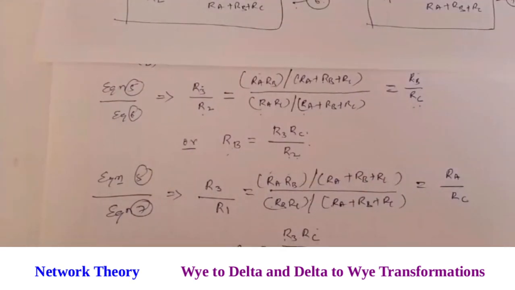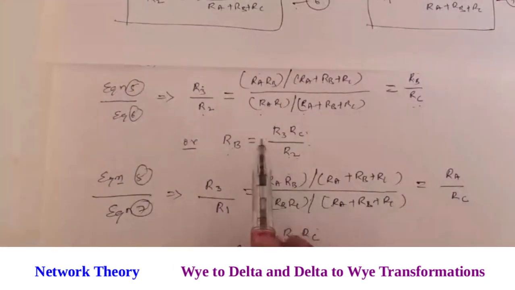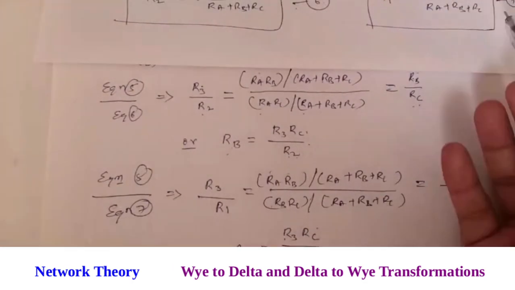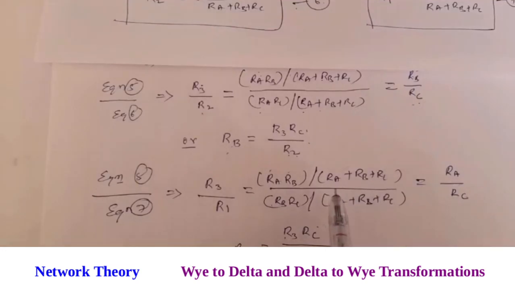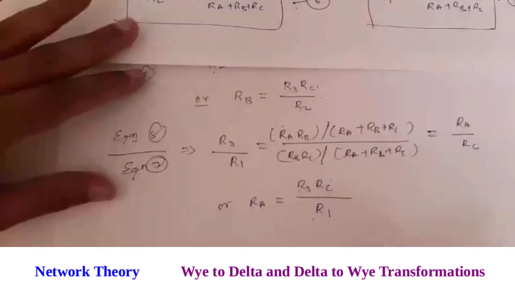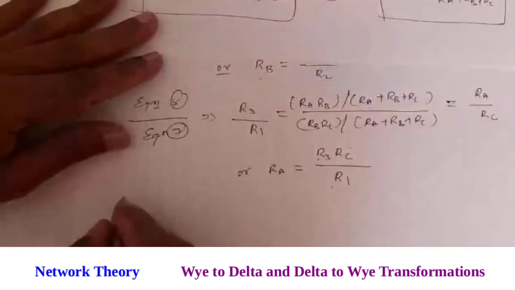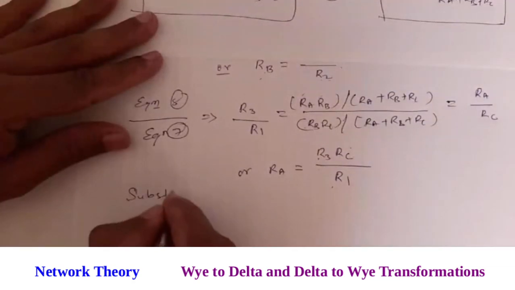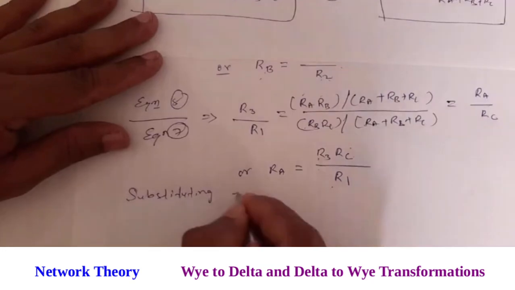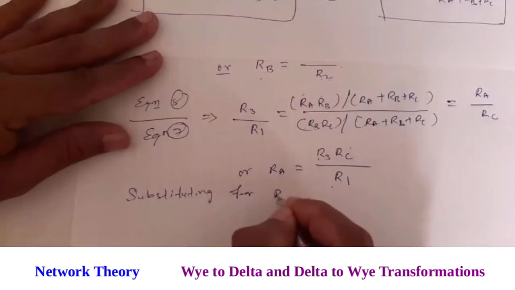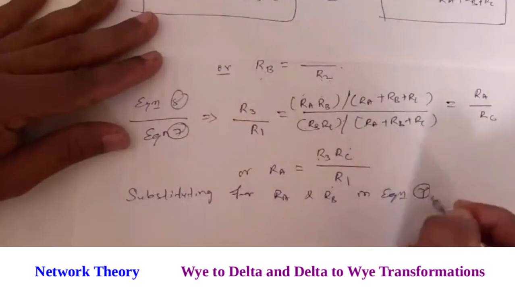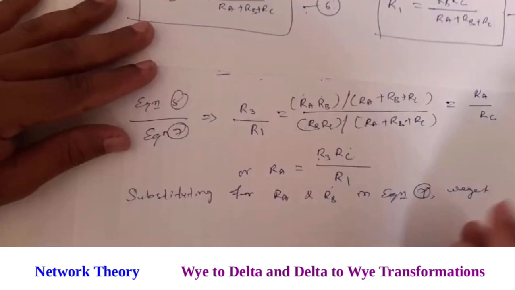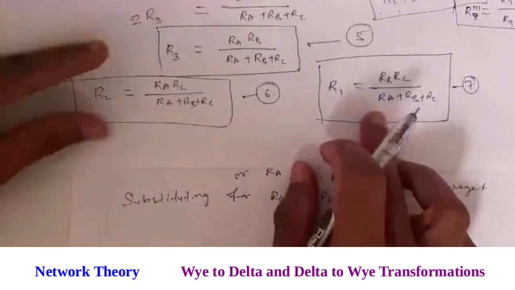If I substitute the RA value and RB value in one of the equations, for example equation 7, we'll get the whole equation in terms of only the Y resistances and RC. Let us do this. Substituting for RA and RB in equation 7. So equation 7 is this, R1 is equal to, this is equation 7.